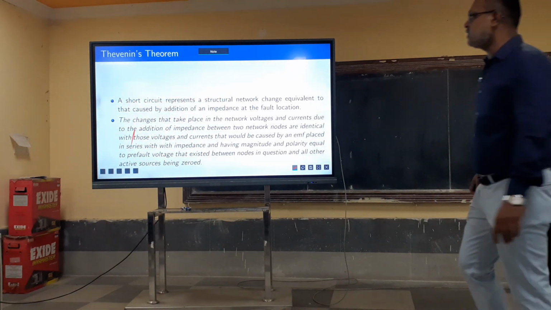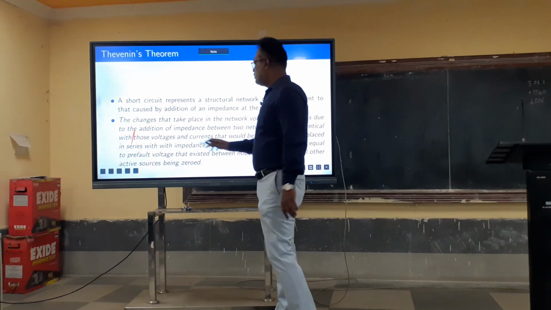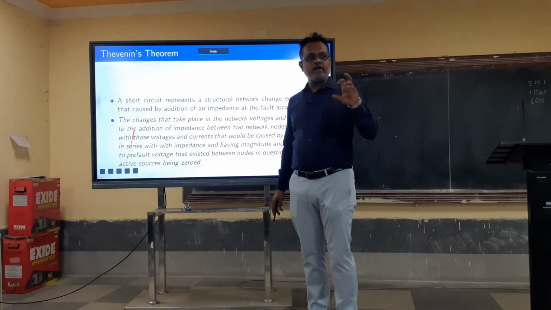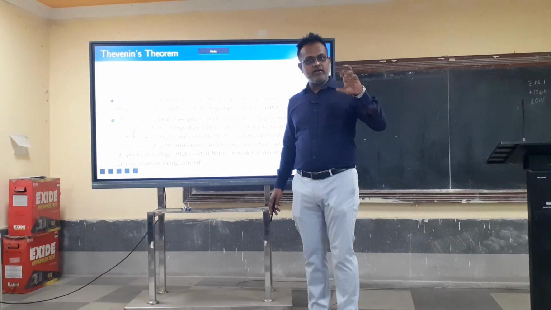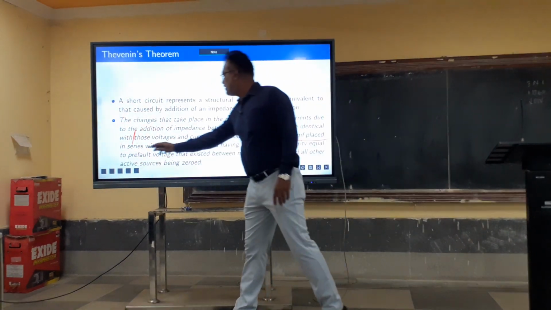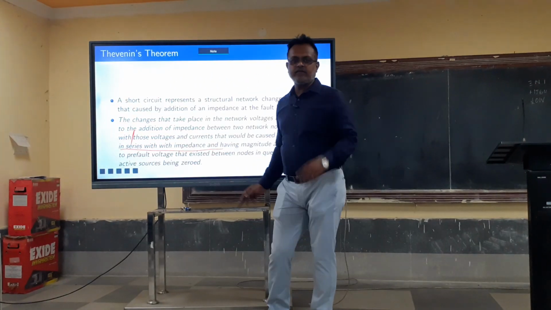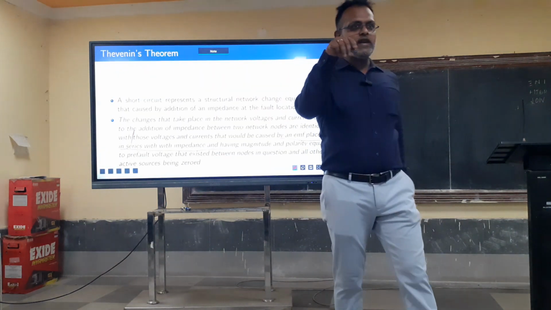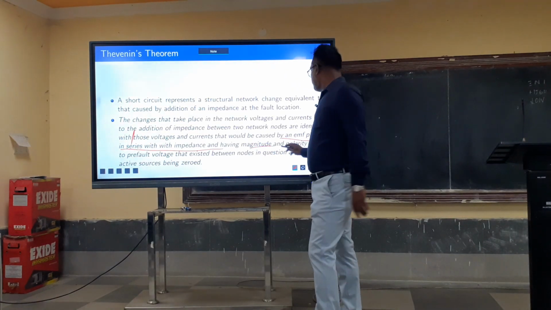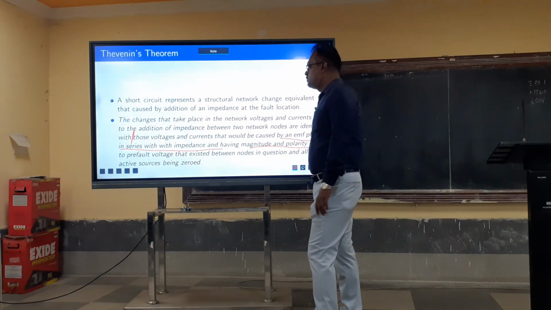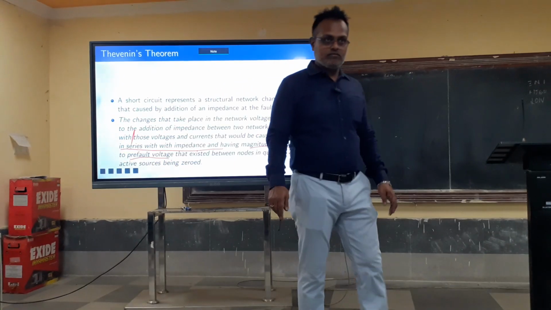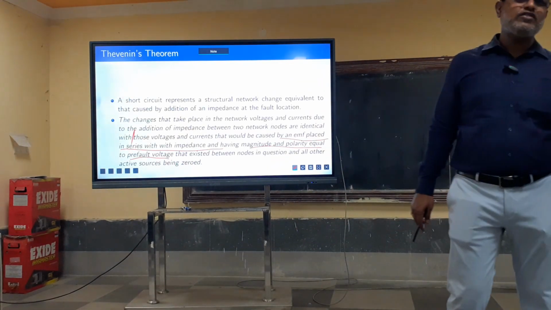Then you need to understand that that is equivalent to the voltage and current that would be caused by an EMF placed in series with the impedance. So the voltage and current across that terminal will be those caused by an EMF placed in series with the impedance. That's what we discussed. The equivalent EMF in series with the impedance has magnitude and polarity equal to the pre-fault voltage. So that open circuit voltage is actually the pre-fault voltage, which is generally 1 per unit.